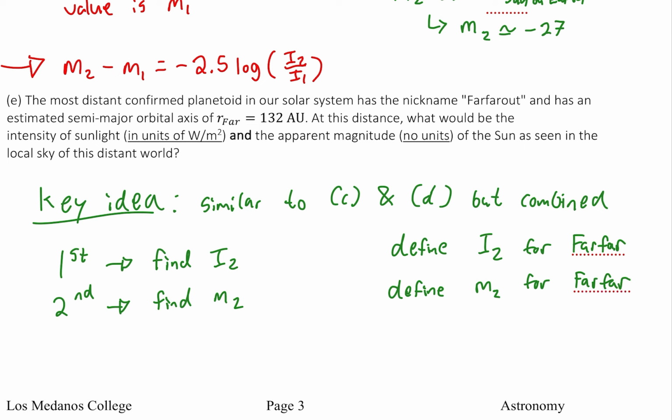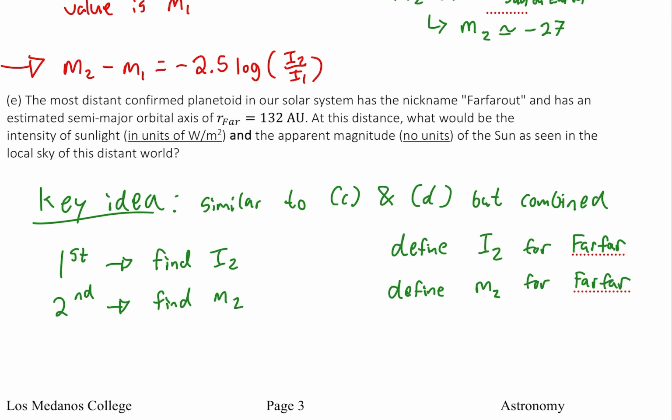So, if I'm saying that the subscript 2 applies to far far out, this dwarf planet, then that has to be the case for both the intensity and the apparent magnitude. Okay, so it has to be the same variable. You can't say that the subscript 1 is going to apply to far far out in terms of intensity, but yet the subscript 2 is going to apply to it for apparent magnitude. That will give you the wrong answer.